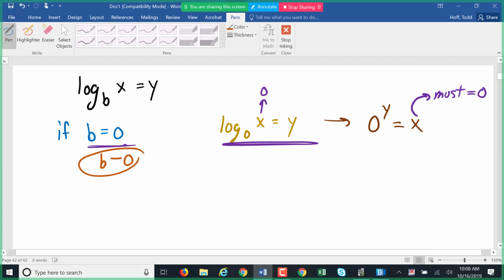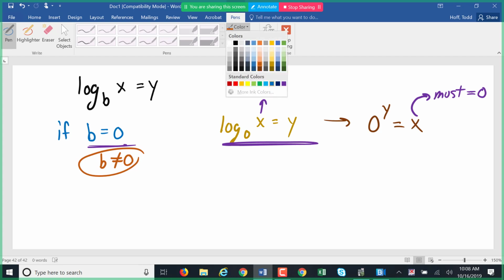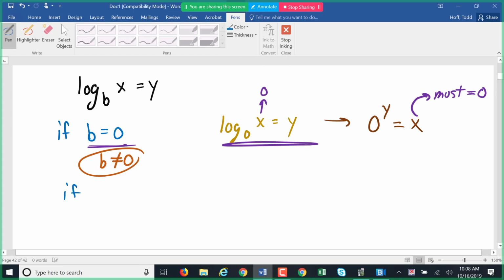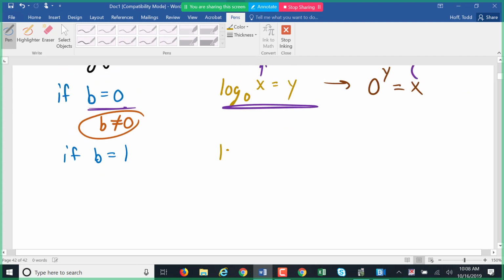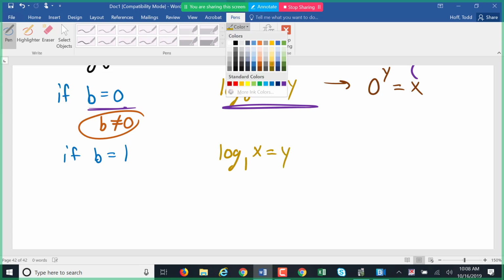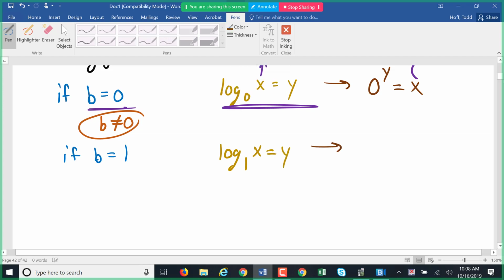All right, a little more, so just use one slash, it's a little clearer, so it doesn't look like a pound sign. So b can't be 0. Another case we want to look at is what if b is 1? Well, we have log base 1 of x equals y. That gives us the equivalent exponential of 1 to the power of y equals x.